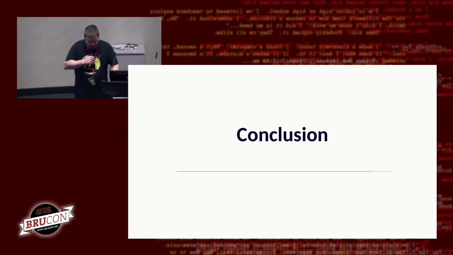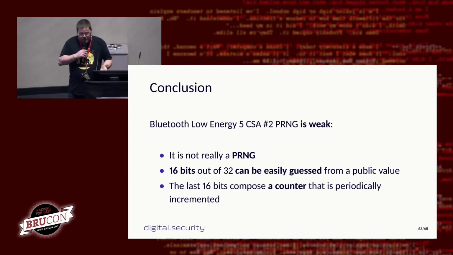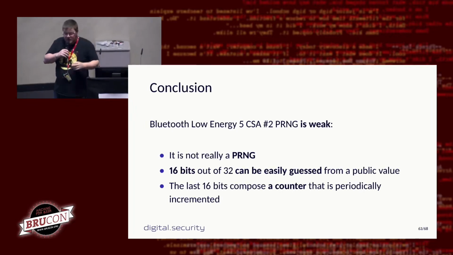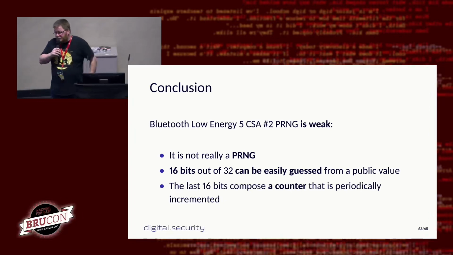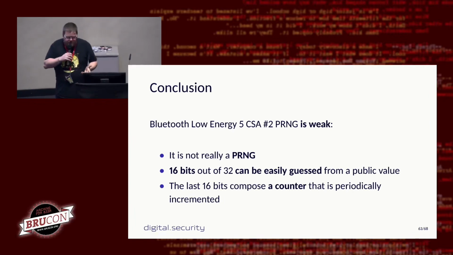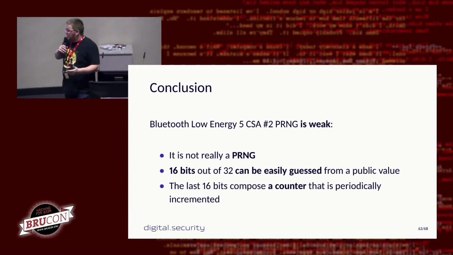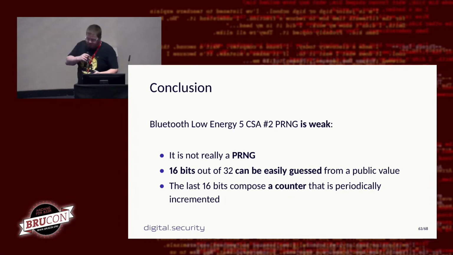So a few words to conclude this presentation. Bluetooth Low Energy version 5, and especially its PRNG, this PRNG is weak. And as a security analyst, this is something we can prove. But in fact, this is not really a PRNG, and obviously there are some flaws that can be exploited to sniff, jam or hijack, such as the channel identifier and the counter, which you can recover by monitoring an existing connection.